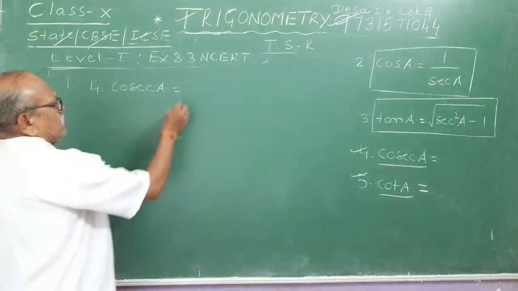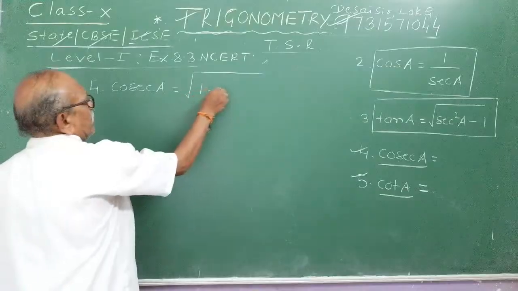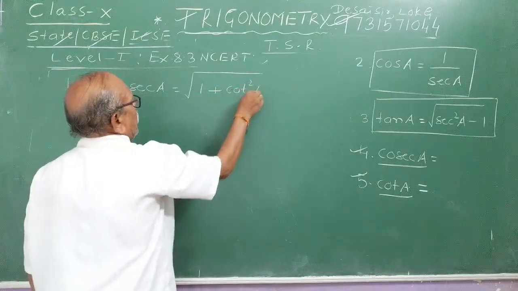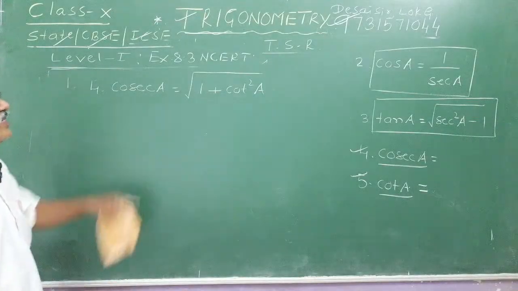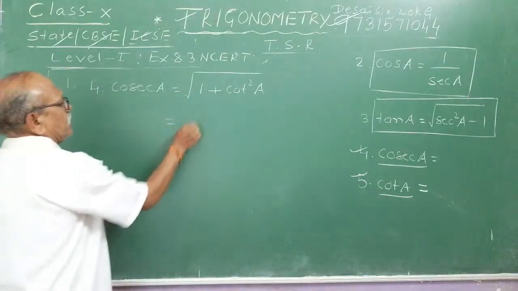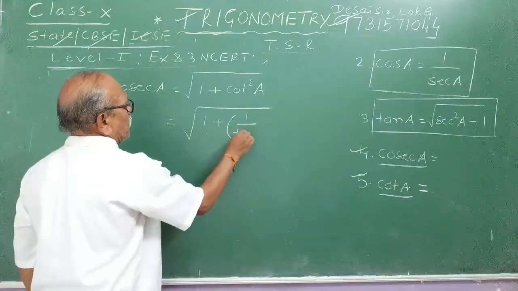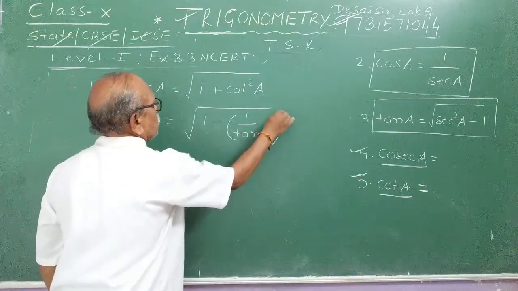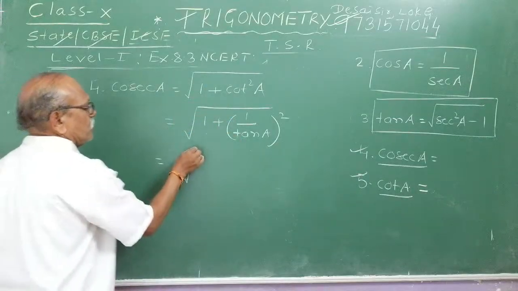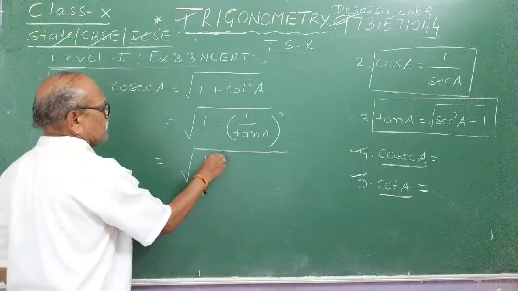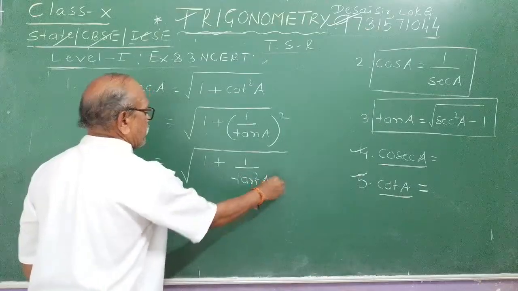Cosec a can be written as, check the identity. Can I write it as root of 1 plus cot square a? Root of 1 plus cot square a is equal to cosec a. Can you write cot in terms of tan? You can write cot a is equal to 1 upon tan a, the whole square, because tan a and sec a are related. Therefore, let me write this as 1 plus 1 square is 1 upon what? Tan square a. Right?